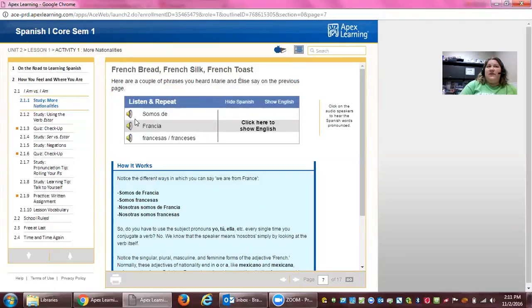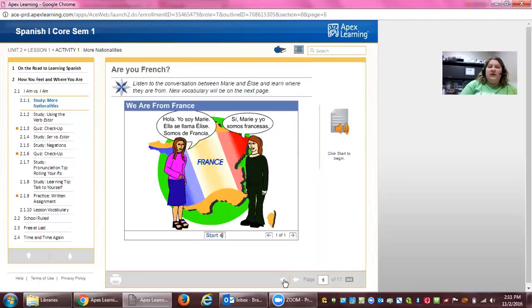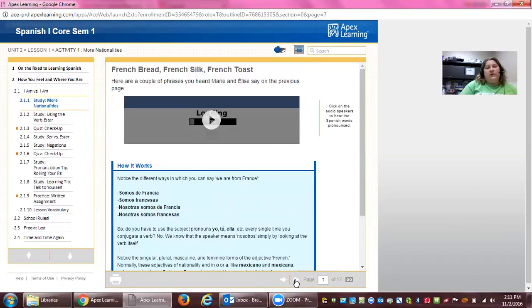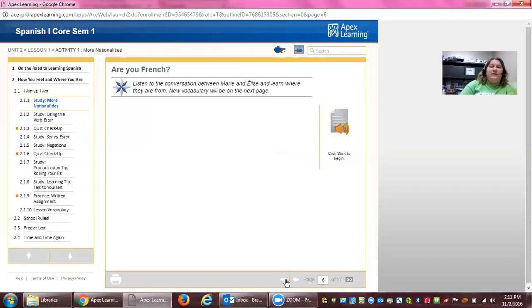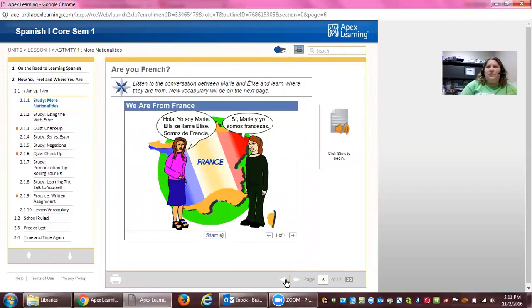Now, here we have the phrases that they just said. And remember, you don't have to just keep going forward. You can always go backwards. If you're like, oh, well, I want to look at the listen and repeat, you can do that first and then go back to the conversation so you have an idea of what they're saying. This is something that you can take charge of. You're in charge of your own learning. So definitely make sure that you have a chance to do that.